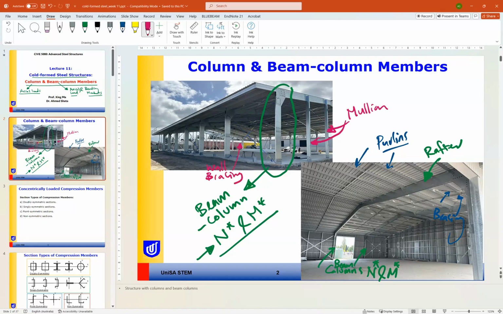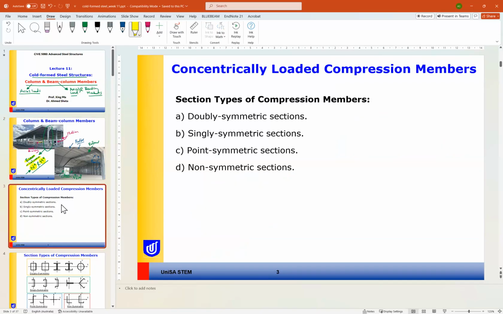So these are the members we may have in a cold formed steel shed, and these are the members you will need to design in project 2. But our job today is to design beam column member under bending moment and axial load. Okay, so let's start with the columns first.